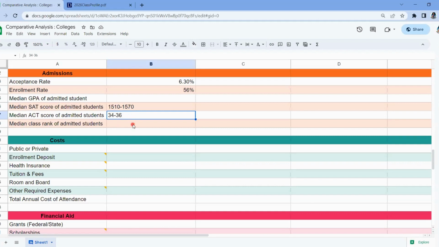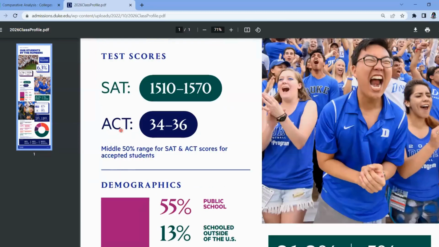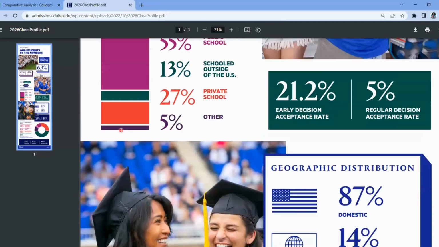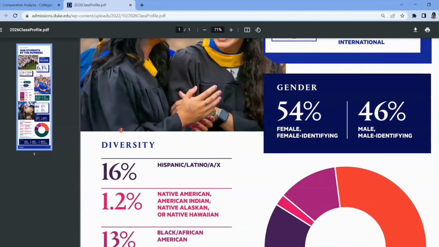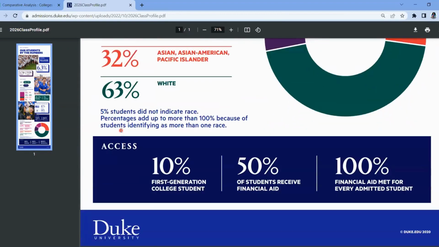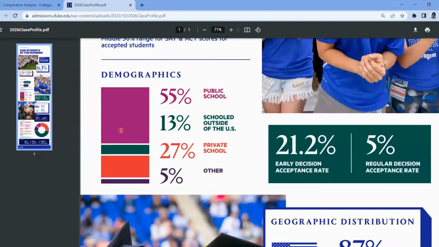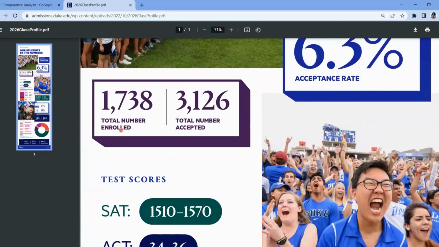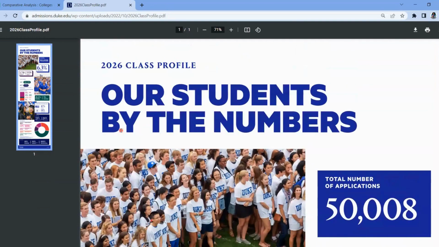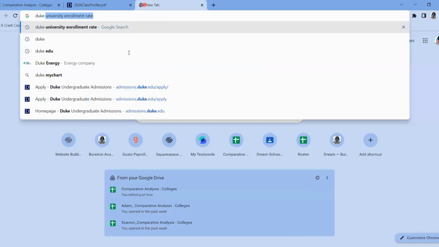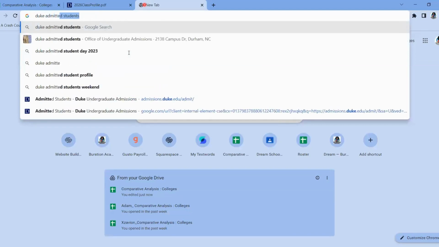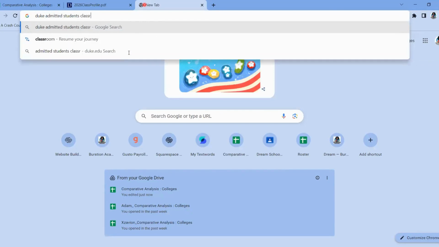All right. Next up, I want to see if they publish the median class rank of admitted students. Not every school will report this data, but I want to see if it's included here. And I'm looking for class rank. Let's see. So it wasn't included there. Some of these statistics you can search for. College Raptor sometimes has this information saved. I'm going to say Duke, admitted students class rank.